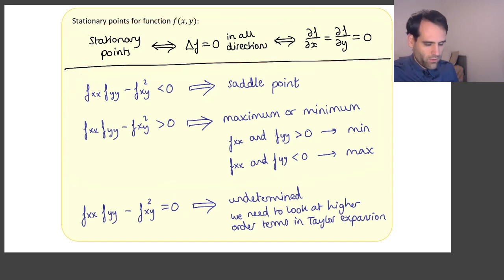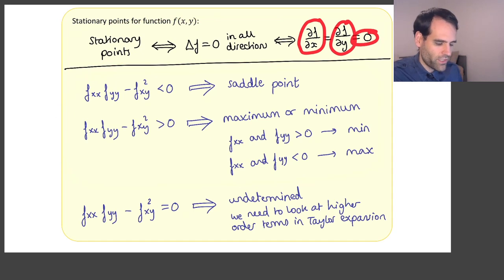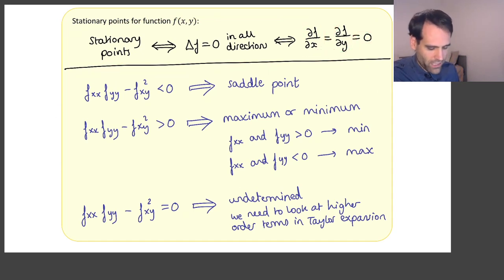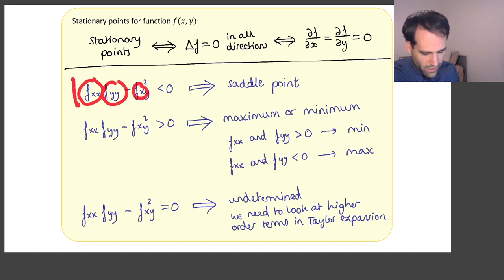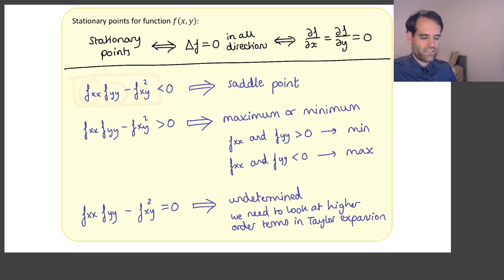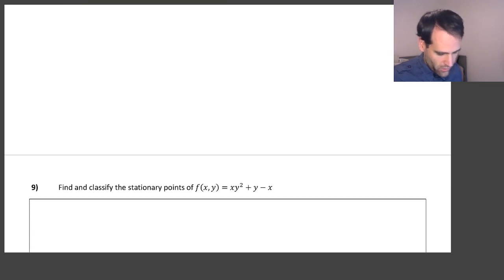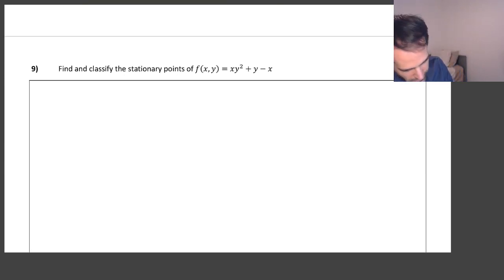The first step involves calculating the first order partial derivatives and equating to 0, and the second step involves calculating the second order partial derivatives, then calculating this term here and checking its sign. So let's start on the first step. First, find the stationary points. We need to calculate the first order partial derivatives.